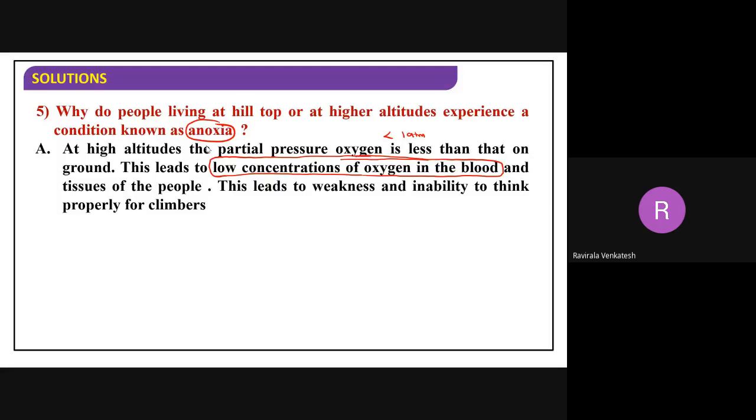This leads to inability to think and we can't see properly. We lose visibility actually. It may lead to headache like that, because of less amount of dissolved oxygen in the blood actually.